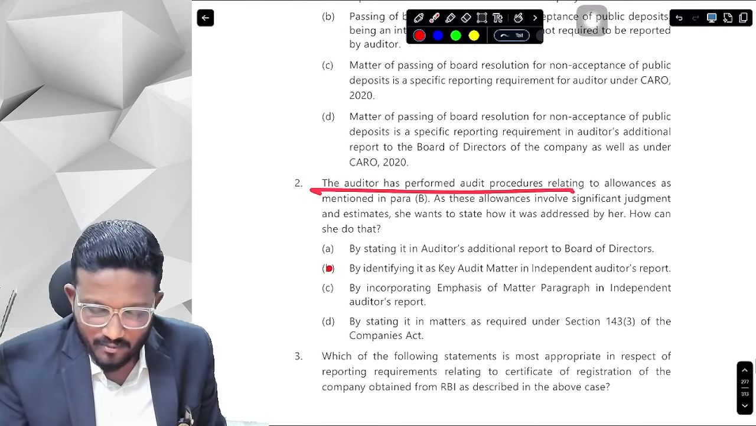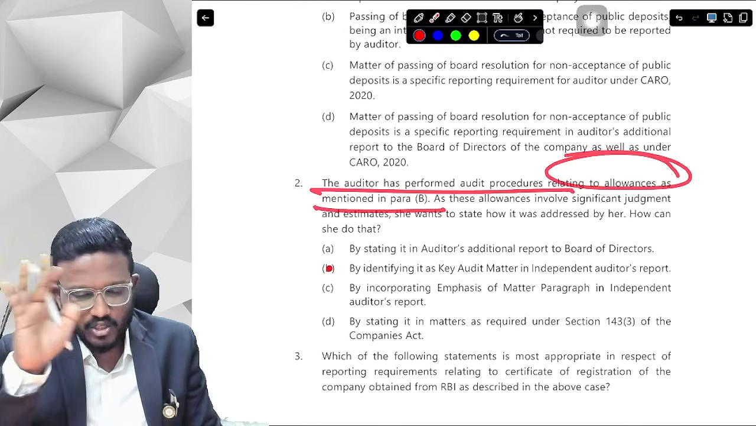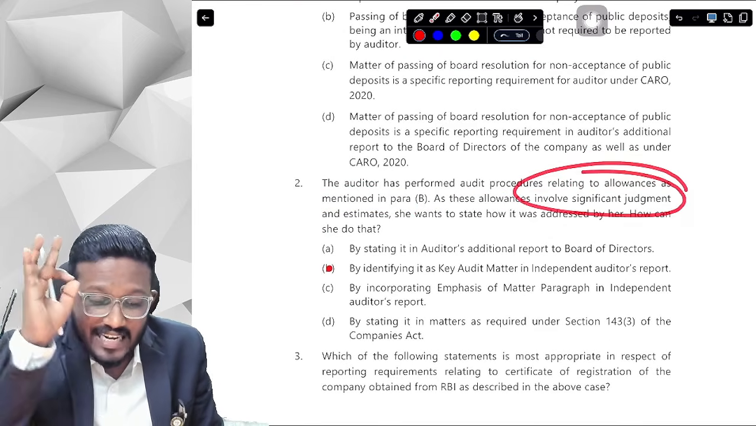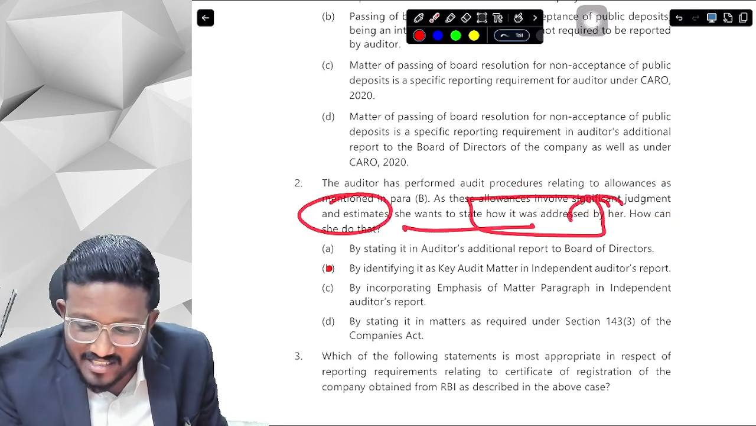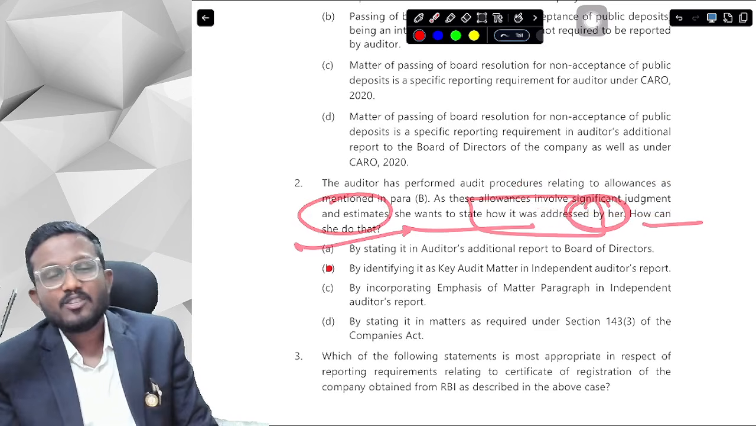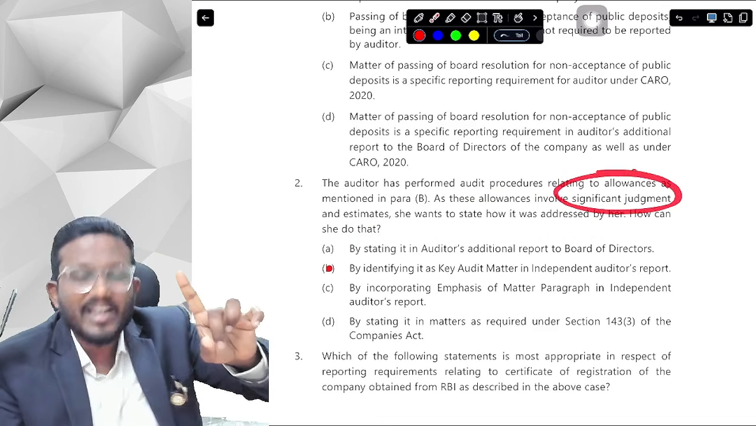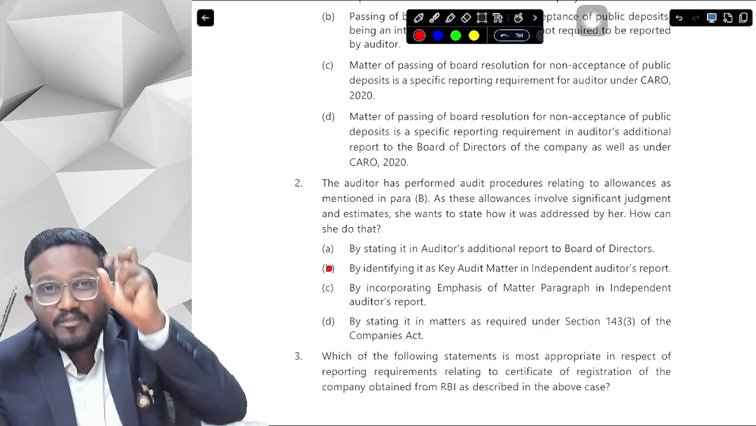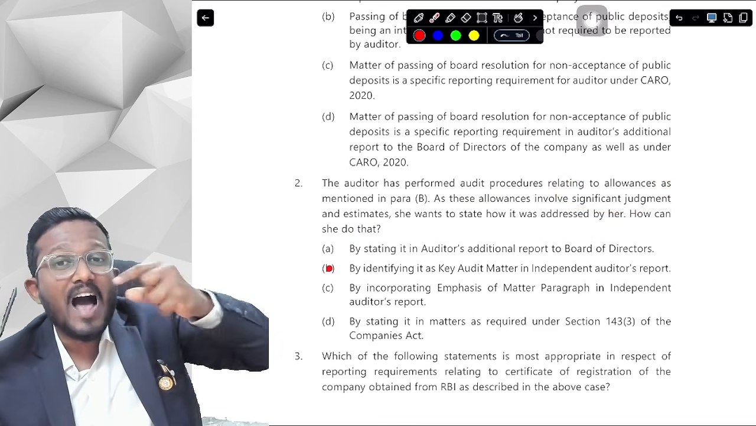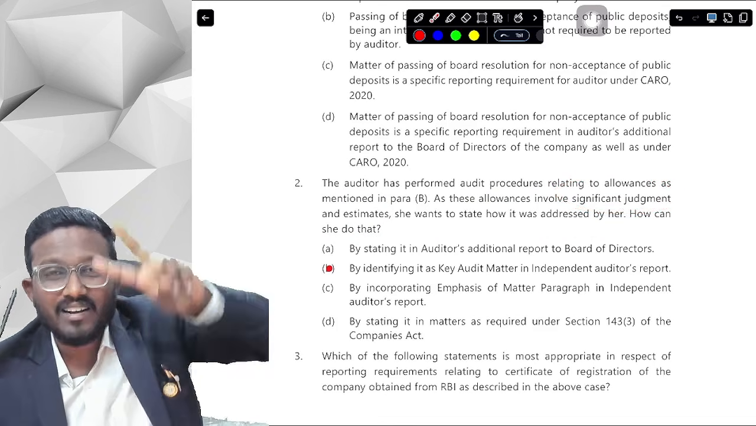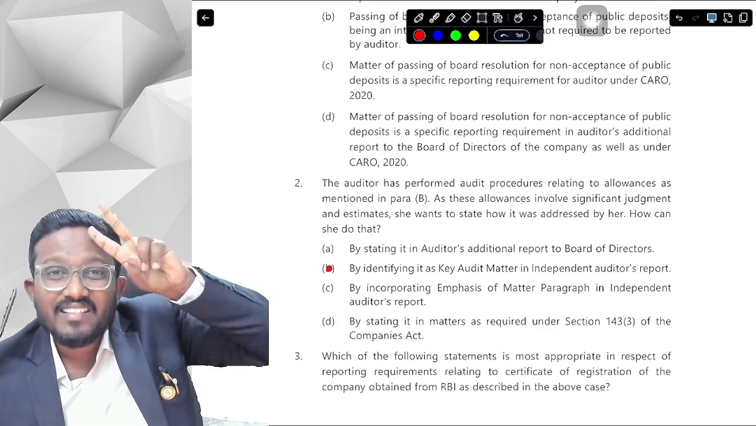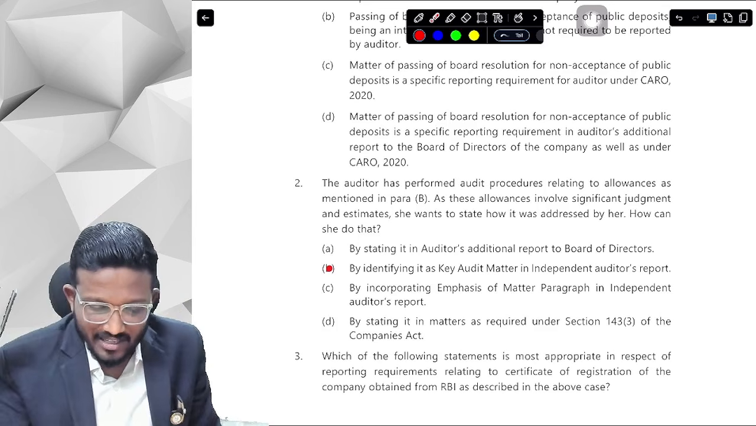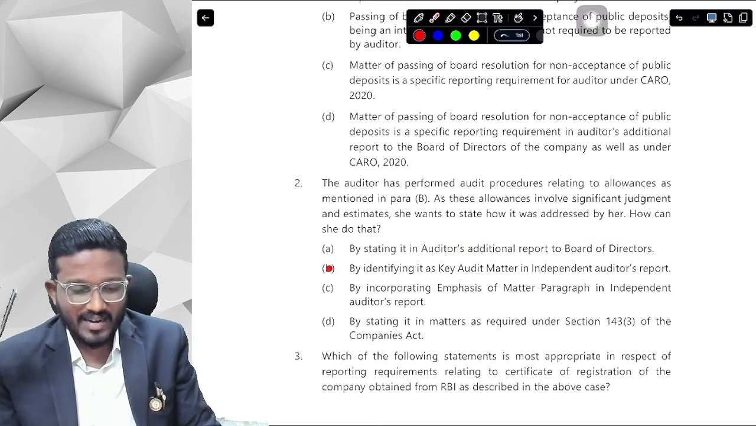Second, the auditor has performed procedures relating to allowances as mentioned in para B. These allowances involve significant judgments and estimates. She wants to state how it was addressed by her. How can she do that? So basically, first of all, these were significant judgments. If any matter involves significant judgment, and we also want to say how we have addressed that particular matter, these two phrases hint towards key audit matters. So we can identify it as a key audit matter in the independent auditor's report.